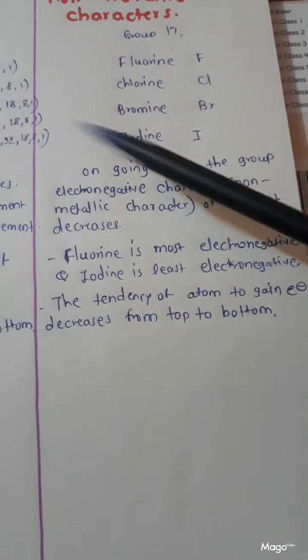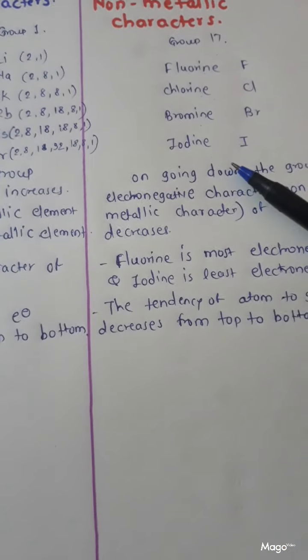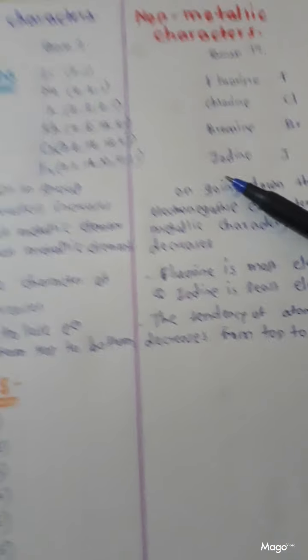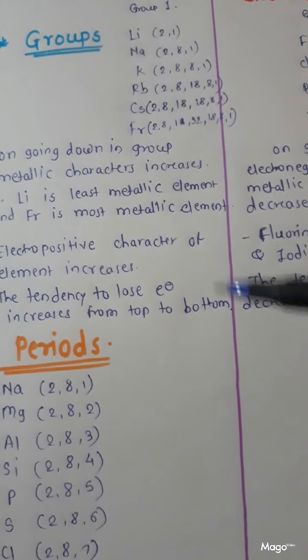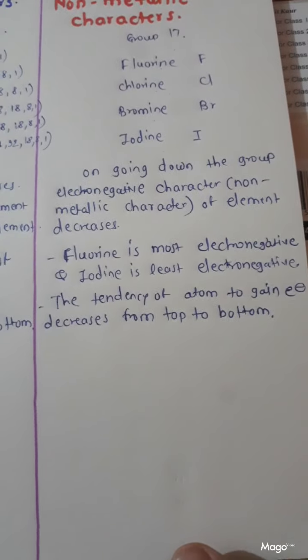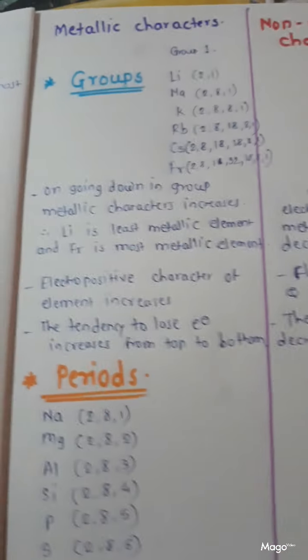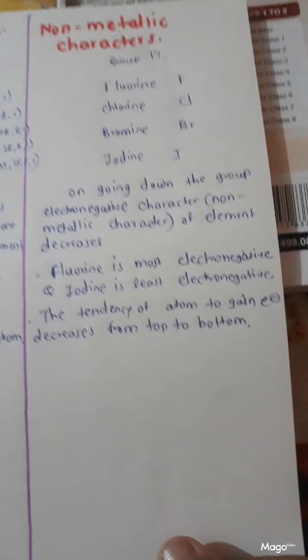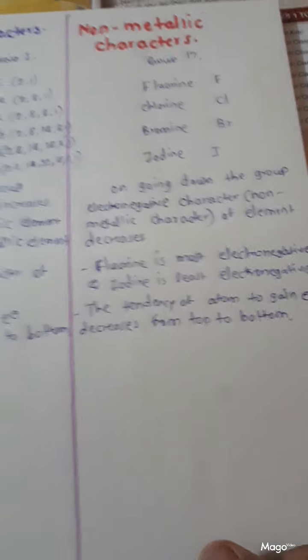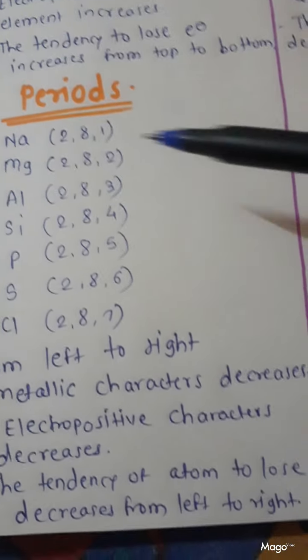This is exactly opposite to metallic character. When we are talking about groups, metallic character increases and non-metallic character decreases. The tendency to lose electrons increases and the tendency to gain electrons decreases. Okay, so now we are going to study about periods. So what will happen in a period?